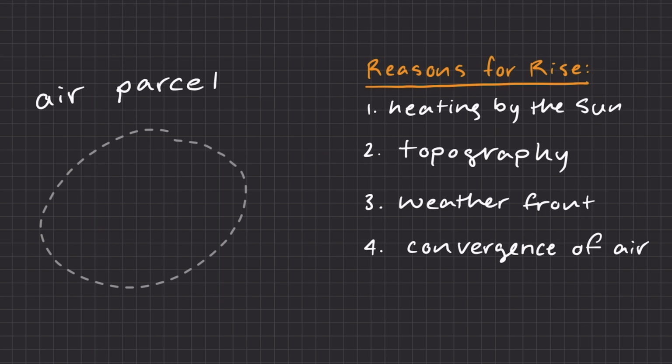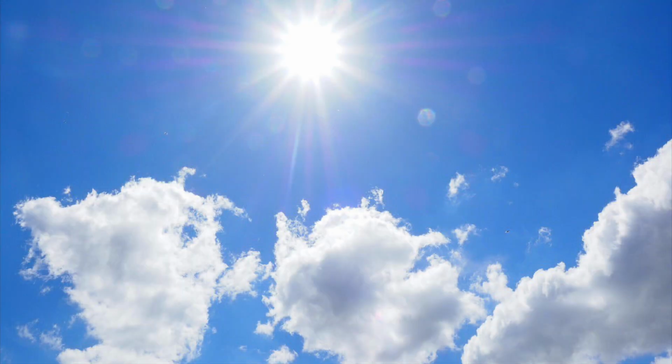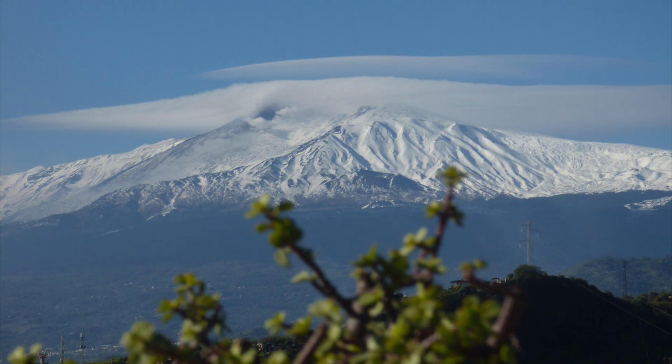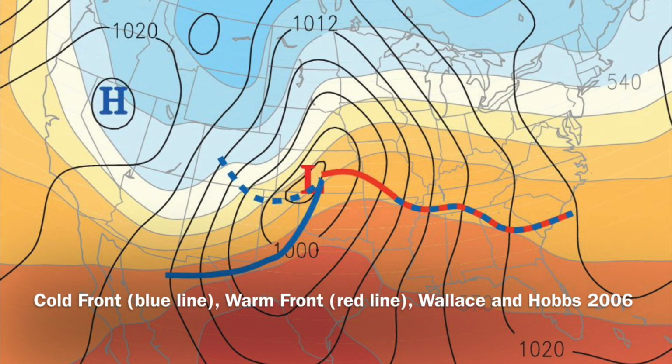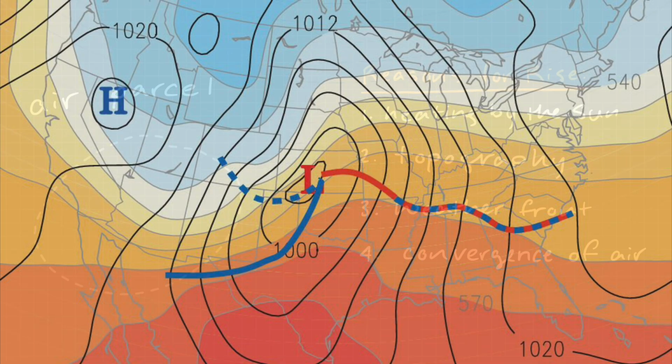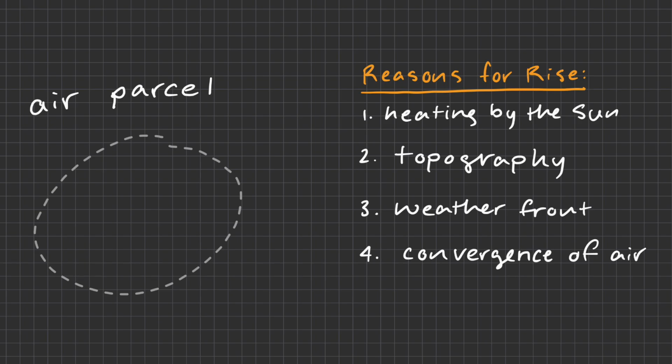There are several different things that cause the air to rise: heating by the sun, being lifted by topography, like air moving up a mountain, through a weather front, or through convergence of air, where two air masses meet and one is forced to rise above the other.